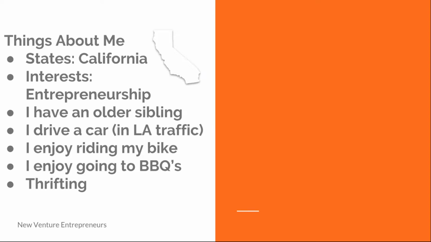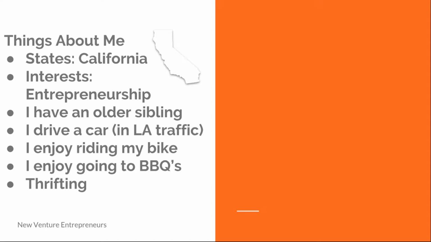I have an older sibling. There's probably shirts about siblings. I specifically have an older sister. So, you could probably make shirts about having an older sister. I put on here that I drive a car, and specifically in LA traffic. If you know anything about LA traffic, you understand my frustrations because at times it can be very stressful. So, maybe there's a demand for that about people driving their car in LA traffic. I don't know. I just threw that out there.